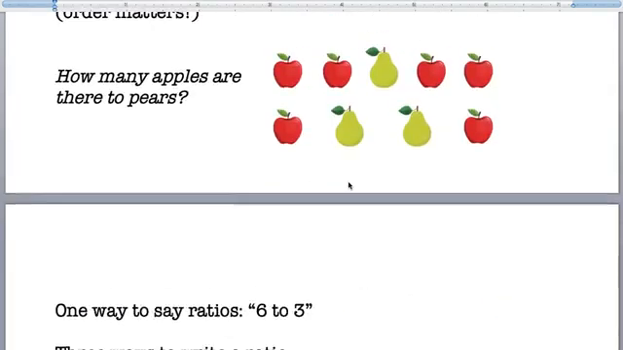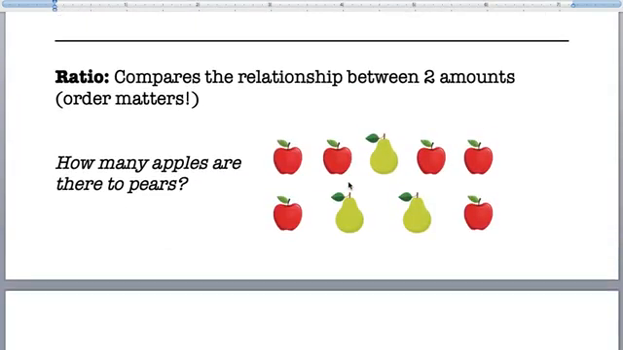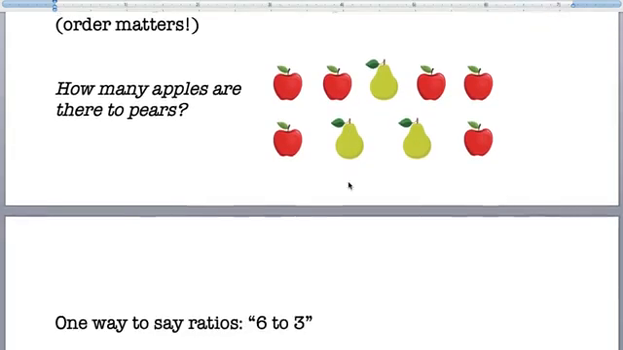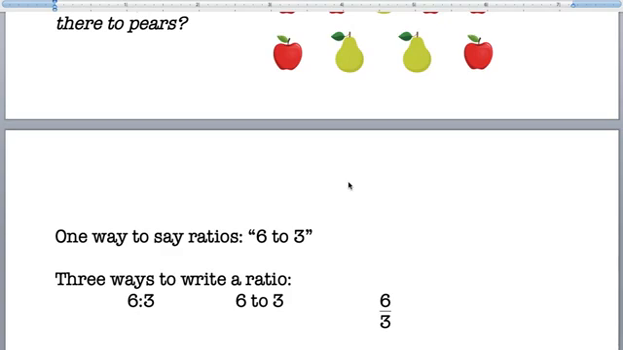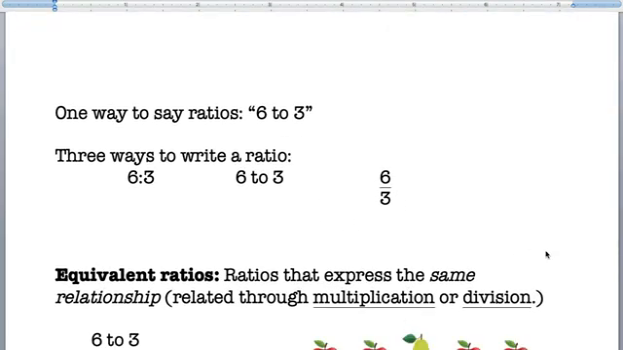We talked about equivalent ratios when we were looking at these apples to pears. The original ratio was 6 apples to every 3 pears. That was our original ratio. We talked about how we could write that ratio 3 different ways, with a colon, with the word to, and also in fraction form. Equivalent ratios are basically expressing the same relationship, but we're just magnifying it through multiplication, or we're reducing it through division, but it's the same relationship.